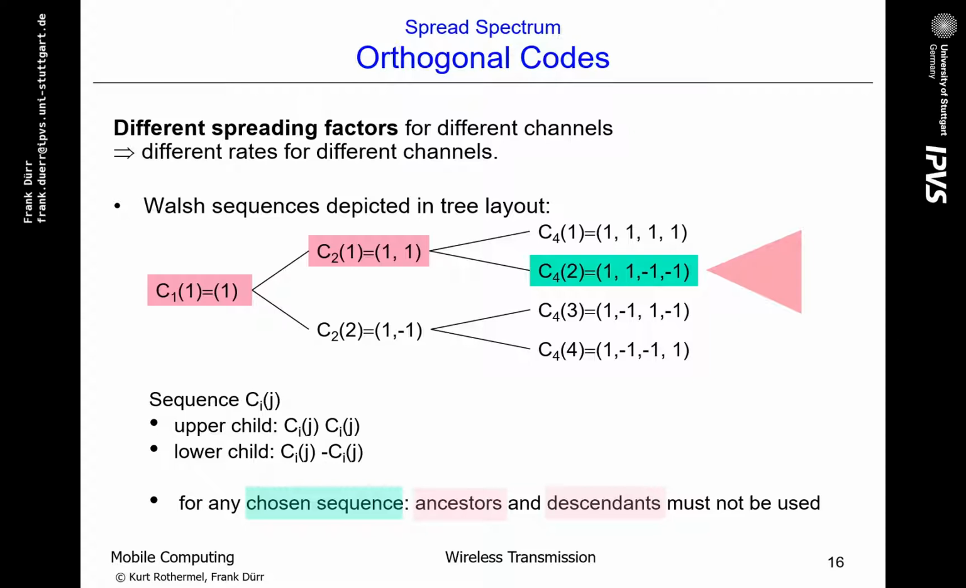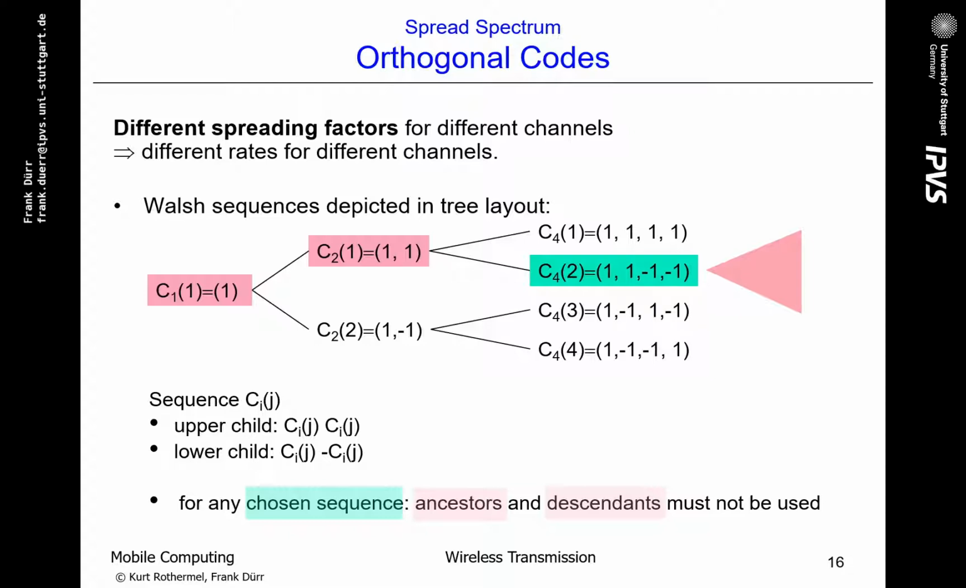Still, these are exactly the codes that come from these matrices that you have seen before. So naturally, all the codes here are orthogonal to each other. And also these codes here are all orthogonal to each other, because that's the matrix that we have seen before.